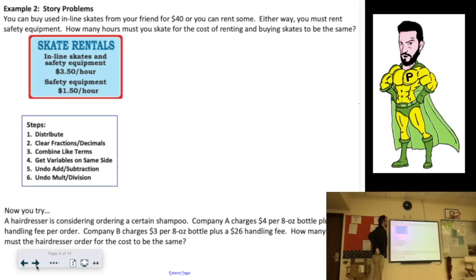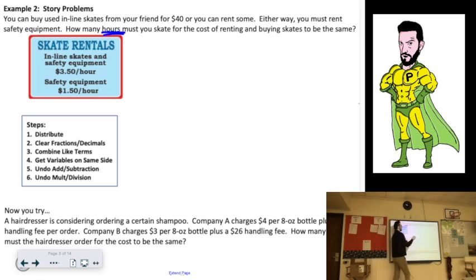You can buy used inline skates from your friend for $40, or you can rent some. Either way, you must pay for safety equipment. How many hours must you skate for the cost of renting and buying skates to be the same? So I always look at the last thing here. It says how many hours. We're looking for the number of hours. Whatever we're looking for is typically going to be our variable. So we're going to be looking for hours, and we'll call that H.